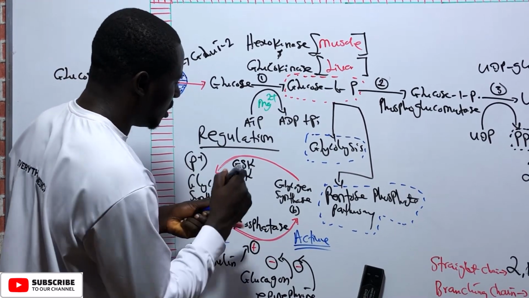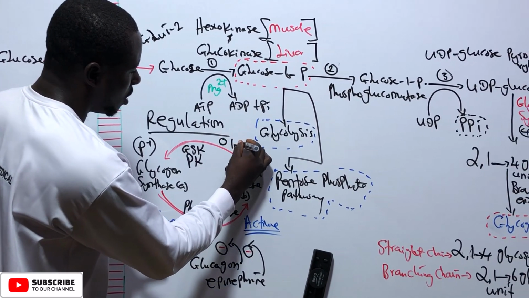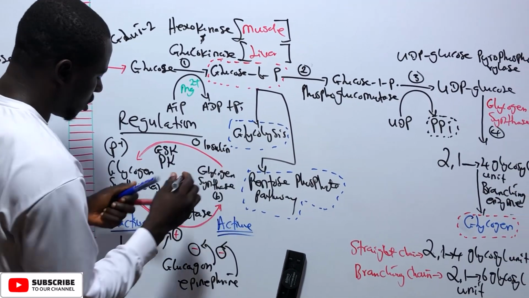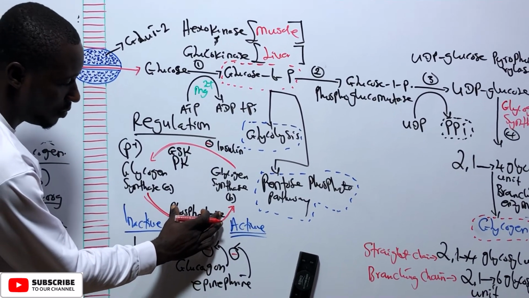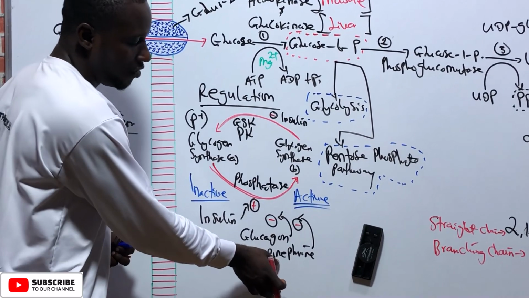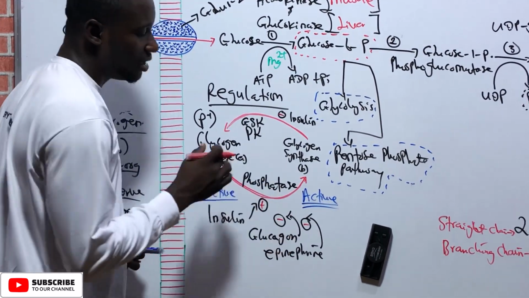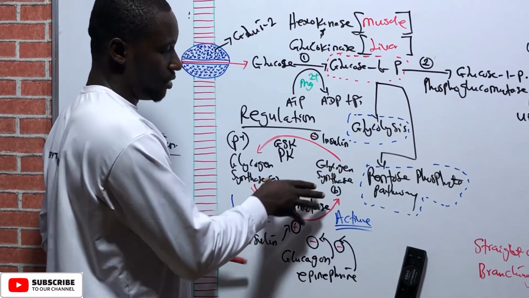So let's write insulin here. Insulin, what does it do? It inhibits this enzyme. Insulin inhibits this enzyme, while these two hormones, glucagon and epinephrine, activate this enzyme. So these are the regulations of this pathway.